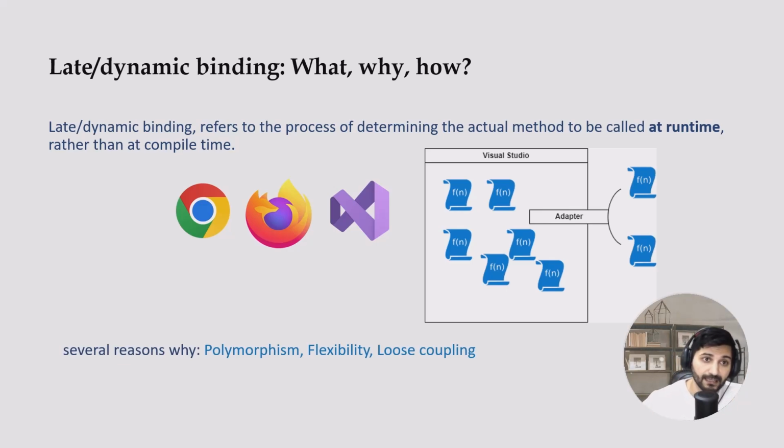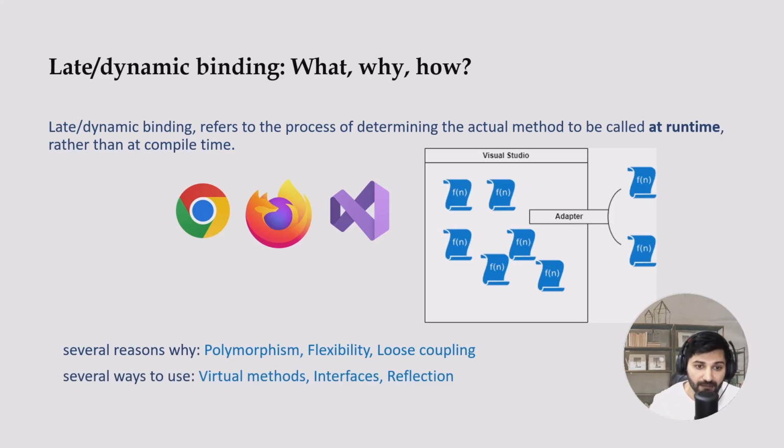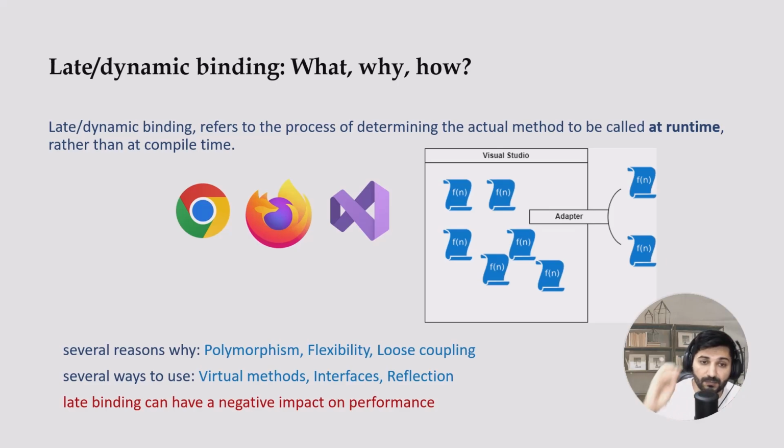There are several reasons for late binding, dynamic binding. Late binding provides polymorphism, flexibility, and loose coupling. There are several ways to use it. We are able to have late binding functionality in our application using virtual methods, using interfaces, using reflection. We'll actually talk about the second one here, interfaces. Late binding can have a negative impact on your performance, so it is not a good way to implement late binding for all your applications, but depending on your requirements, you are able to use late binding, dynamic binding in your application.